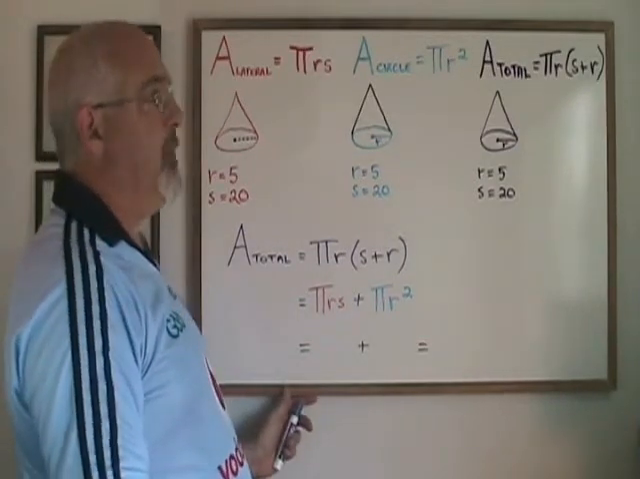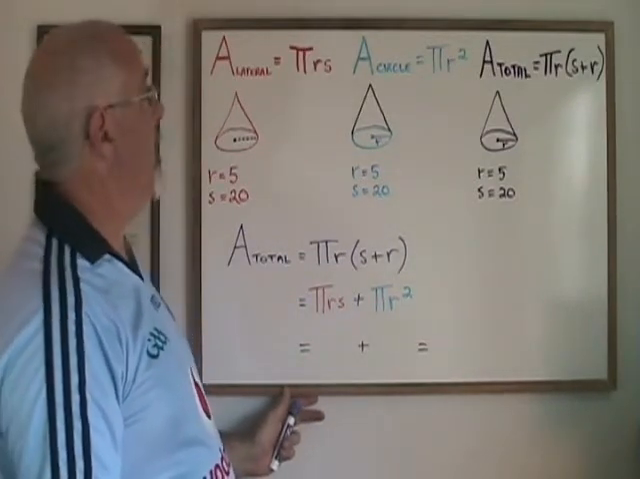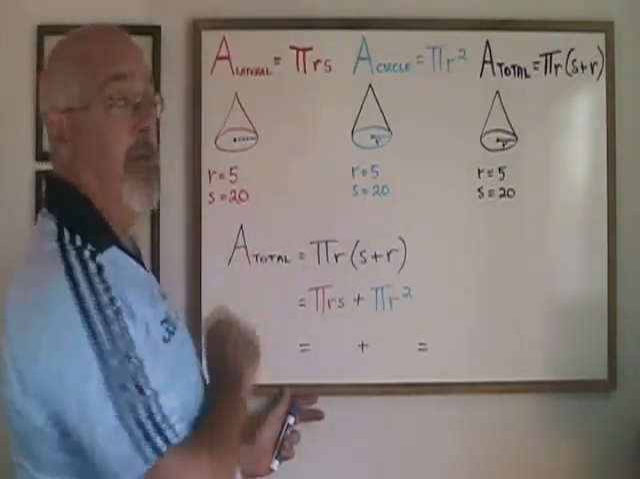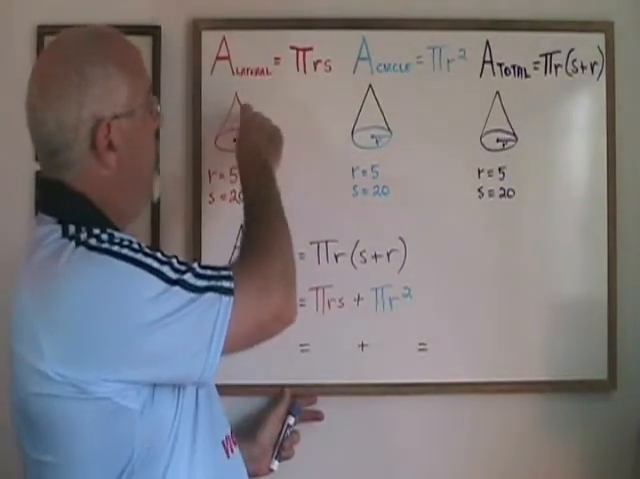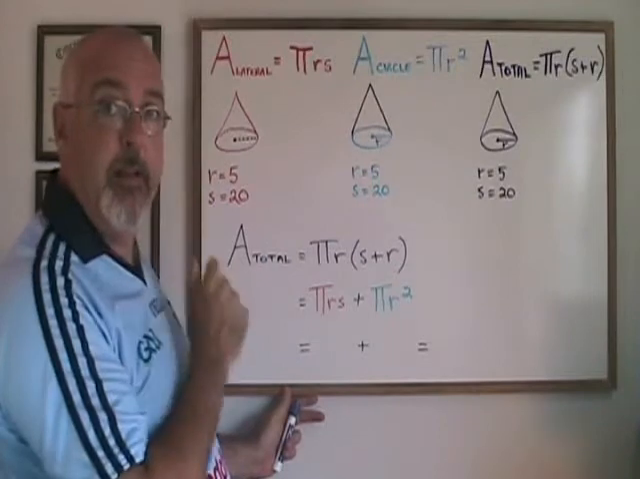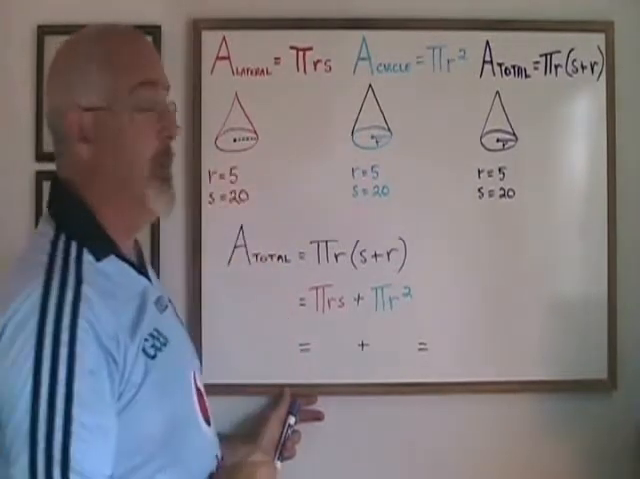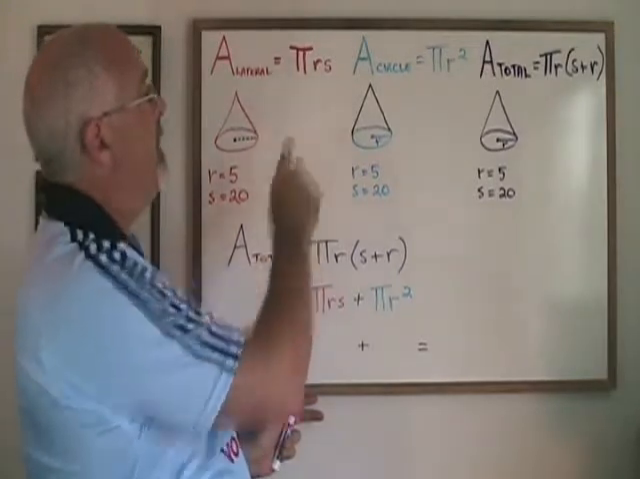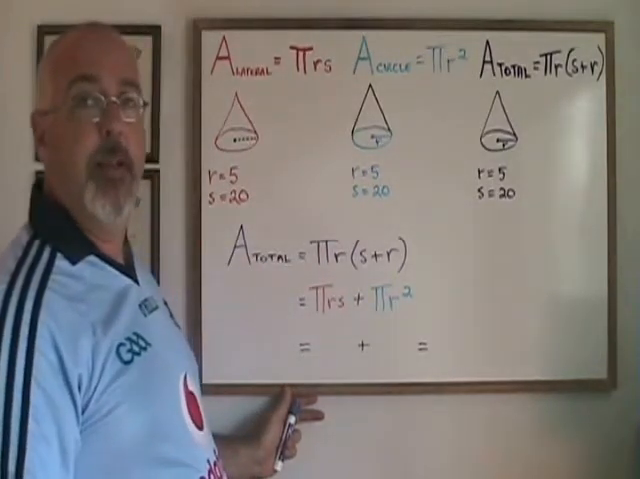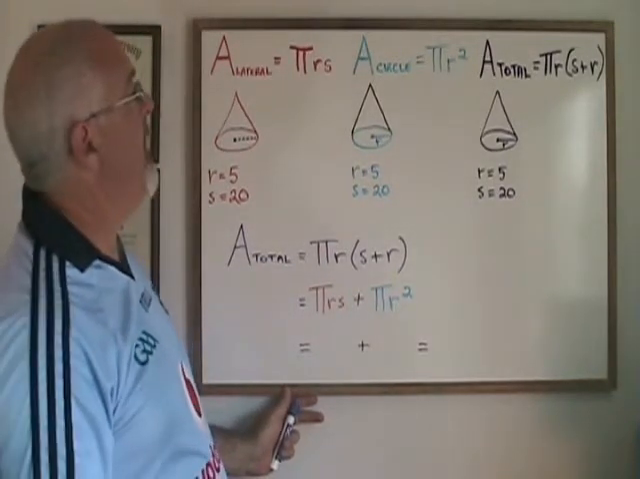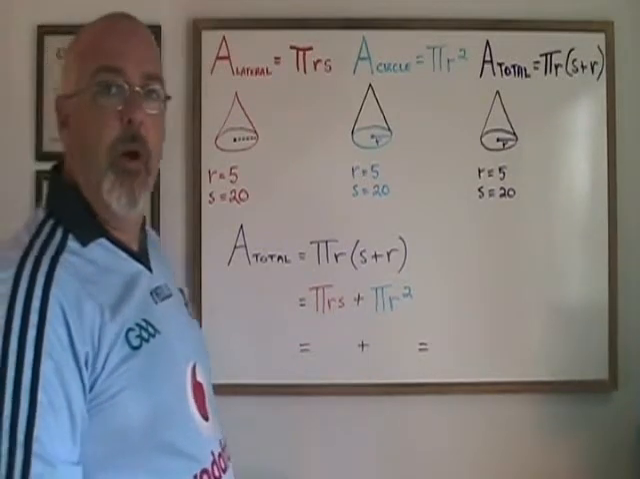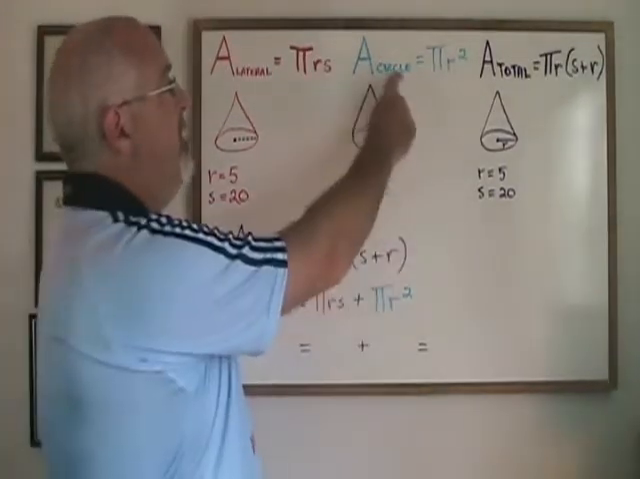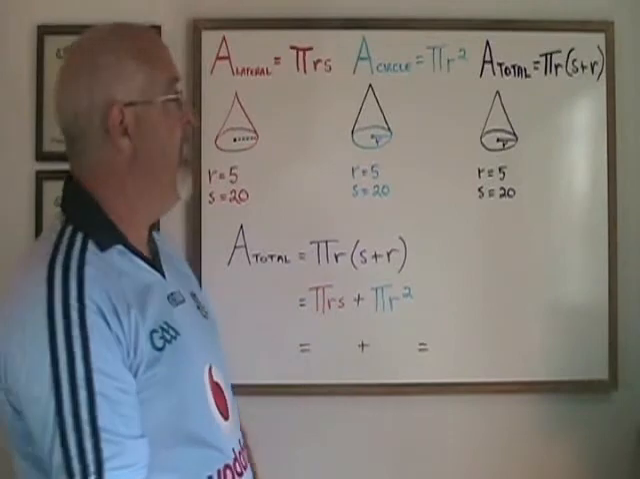The students are also required to know how to calculate the lateral area of a cone, which is the area just of the slanted outside part and does not include the area of the circle at the bottom. And that's an easy formula to remember, pi r s, with r being the radius and s being the slant height. Of course, they also are required to know the area of a circle formula, which is pi r squared.